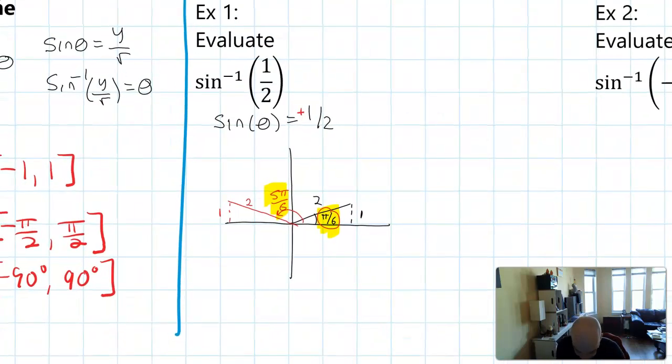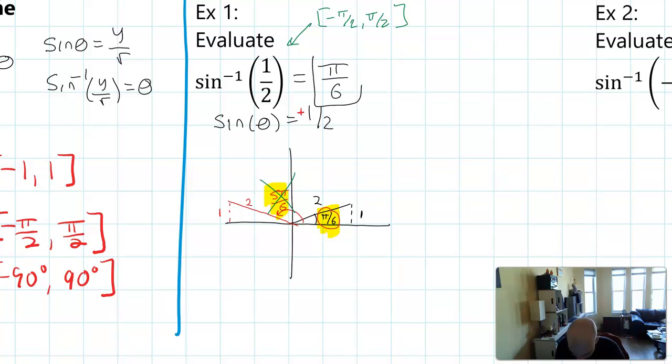However, the restriction for sine inverse is it has to be from -pi over 2 to pi over 2. 5 pi over 6 is outside of that restriction. So the answer that we're going to report is pi over 6 only. That's the only answer we're going to report for this problem.